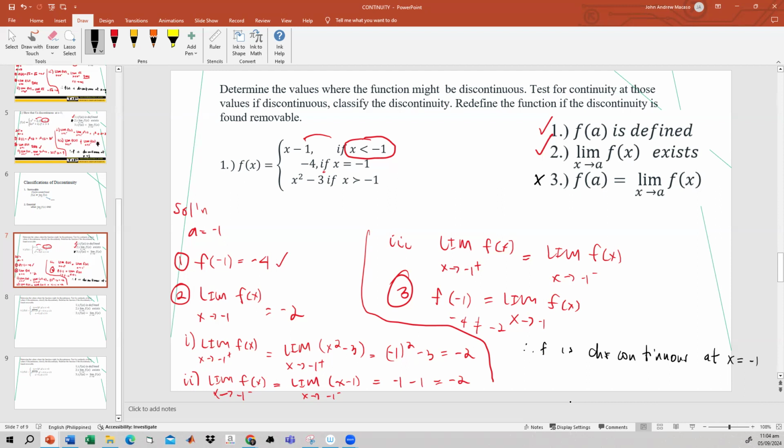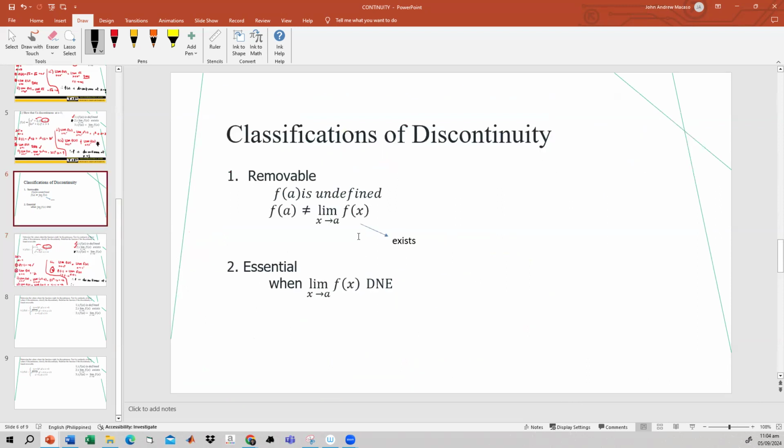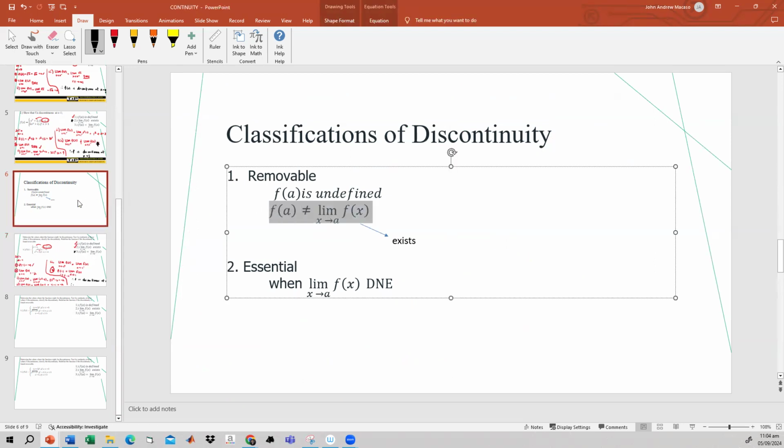So in that case, class, this is discontinuous. And what is the classification of discontinuity that we have? Of course, since the third condition is the condition that fails in this given problem, it means that the classification of discontinuity that we have is the removable discontinuity.